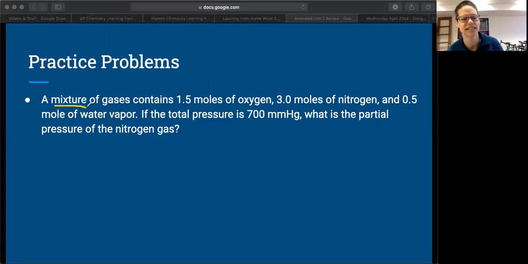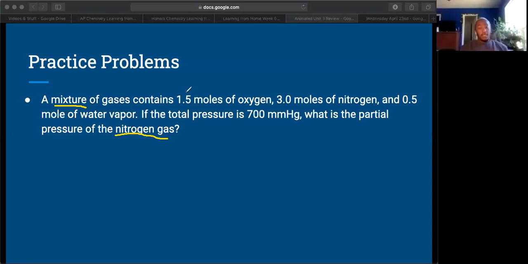A mixture of gases contains 1.5 moles of oxygen, 3 moles of nitrogen, and a half mole of water vapor. If the total pressure is 700 millimeters of Hg, what's the partial pressure of just the nitrogen? So do you remember, what do I do with these mole amounts? Turn them into gases.